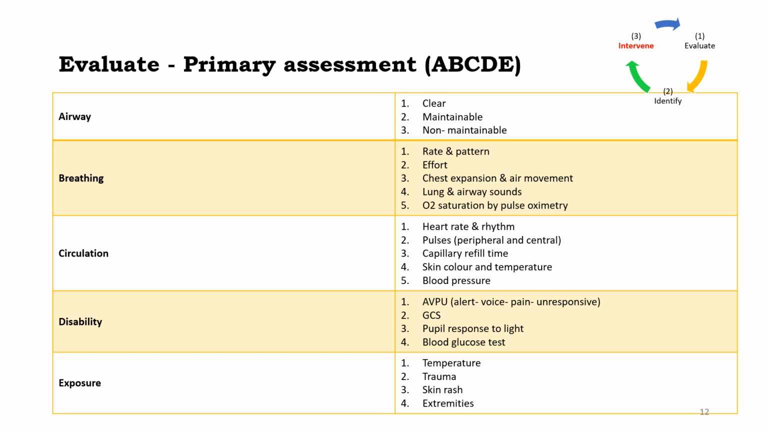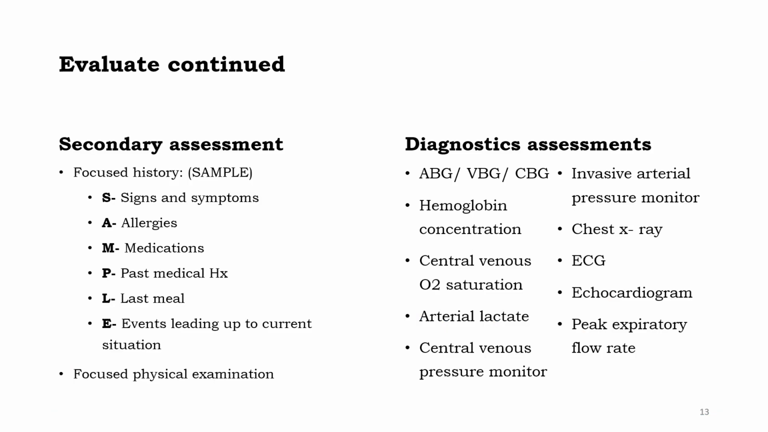D for disability. Here we have two tools to assess for the child's neurological status. AVPU is a quicker and easier way to assess the neurological status, or if you have more time, you can do the GCS, pupils, and the blood glucose test. E for exposure, here you'll be checking for fever or hypothermia in the temperature, signs of trauma, skin rash, or extremities, for fracture, for any rash, any injuries.